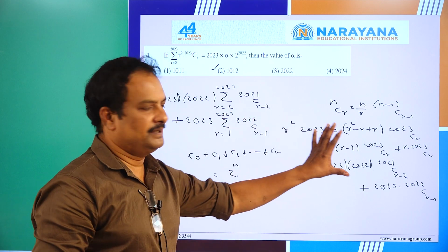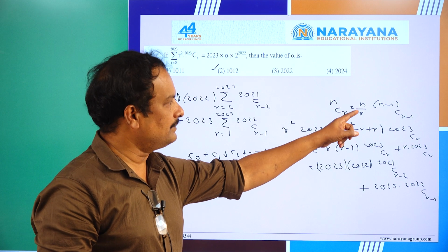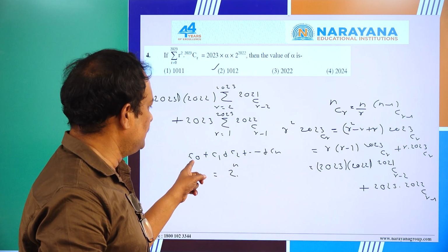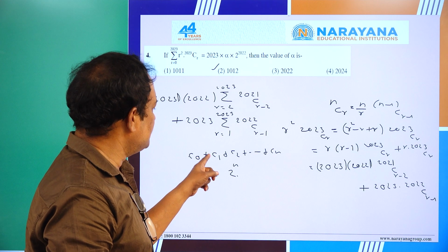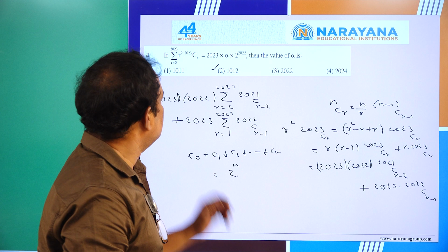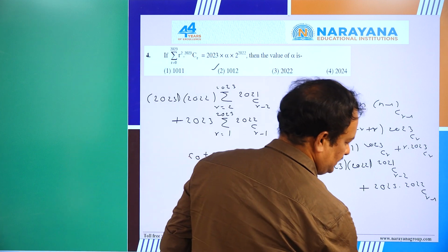Okay, a simple formula, one is nCr equal to n by r into (n-1)C(r-1). That can be applied any number of times. One more formula which we have applied is C0 + C1 + C2 and so on up to Cn, which is nothing but 2^n. So let's go for the next question.